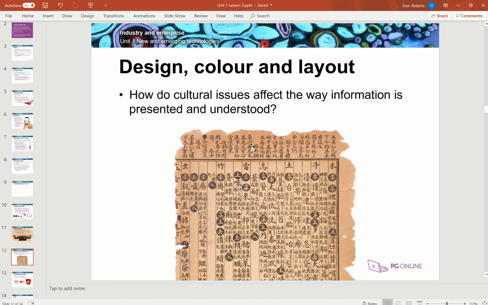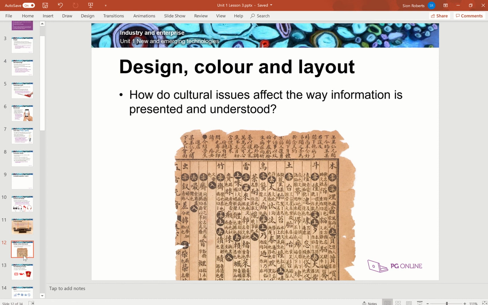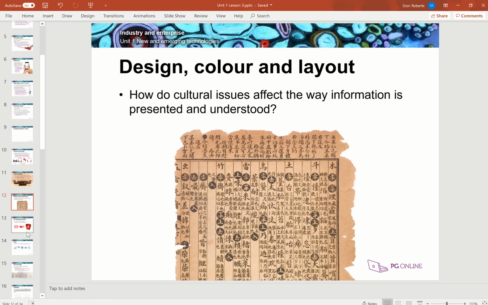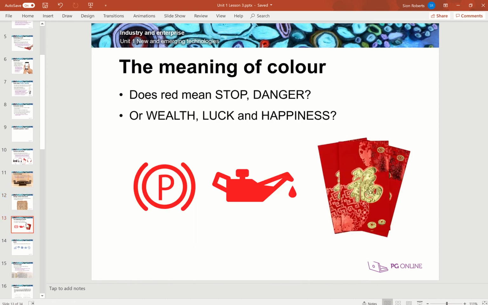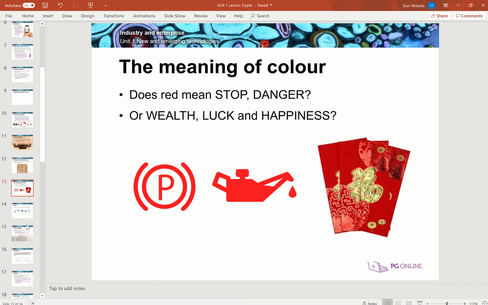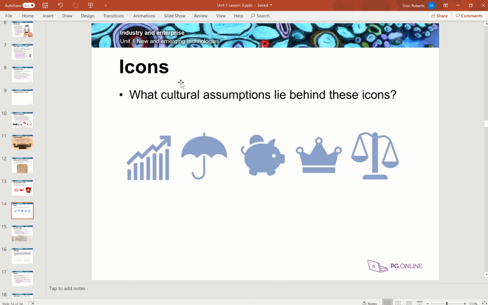Colour and layout. Cultural issues can affect the way information is presented and understood. We might think of certain colours as an indication of certain kind of signals. So do we think of red as meaning stop or danger, but other cultures might think of it as wealth, luck and happiness. So it's always thinking about inclusive design of various target groups. Icons. We can think about how they translate across different avenues.